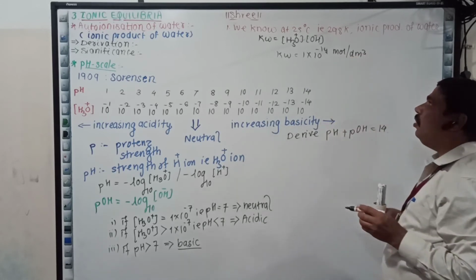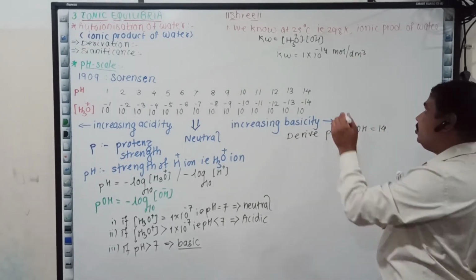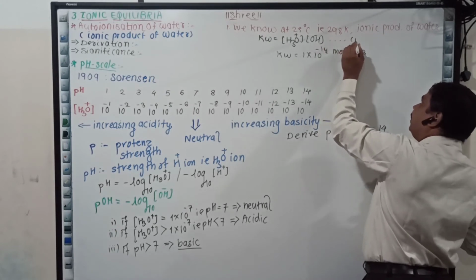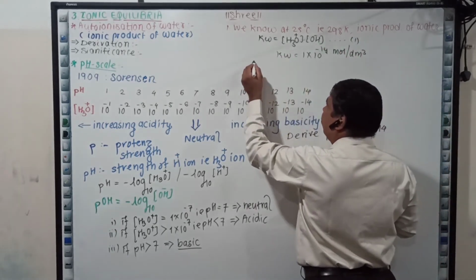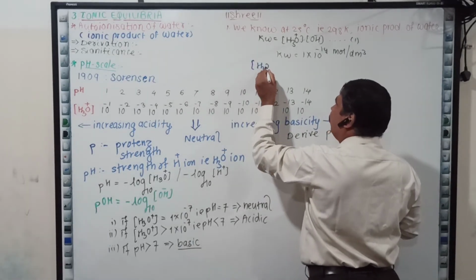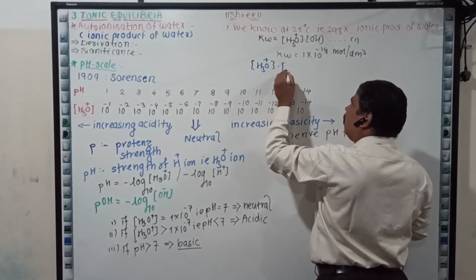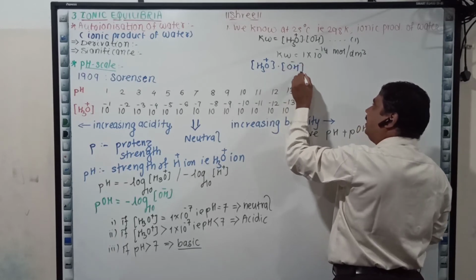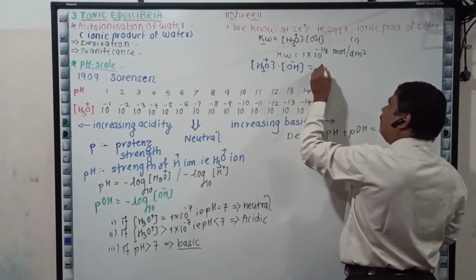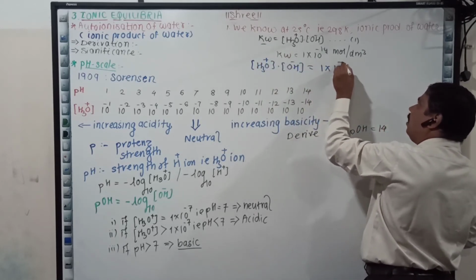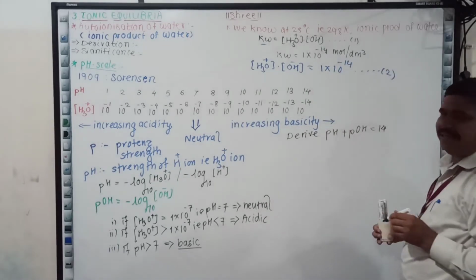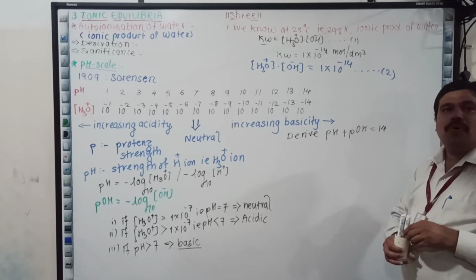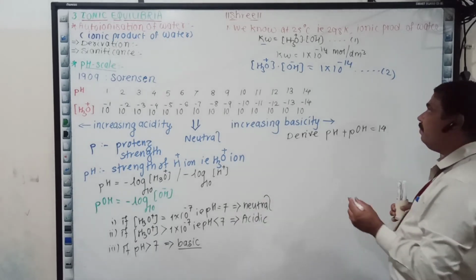Put the value of Kw in equation 1. We get concentration of H3O plus into concentration of OH minus is equal to 1 into 10 raised to minus 14, equation second. Okay, now take log on both sides.